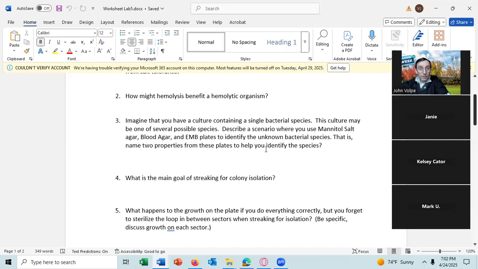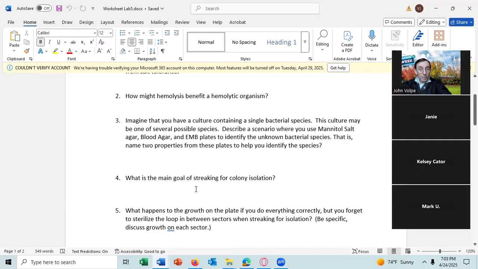3. Imagine that you have a culture containing a single bacteria species. This culture may be one of several possible species. Describe a scenario where you use mannitol salt agar, blood agar, and EMB plates to help identify the unknown bacterial species. That is, name 2 properties from each of these plates to help you identify the species. You only get full credit if you name 2 properties to each plate. If you name less, you won't get full credit. You may name more than 2 if you wish, but you only need to name 2.